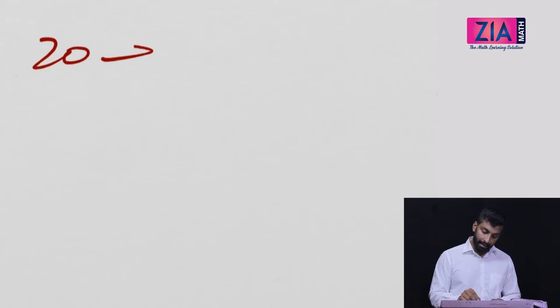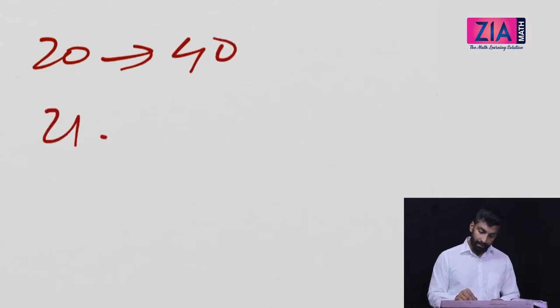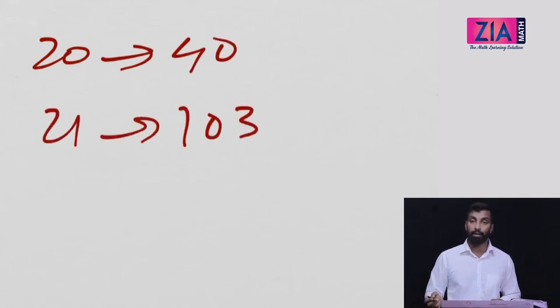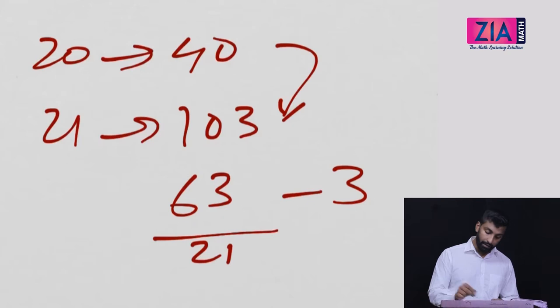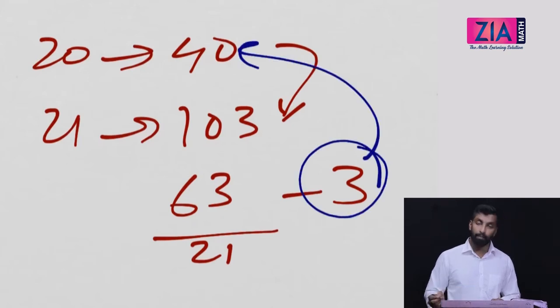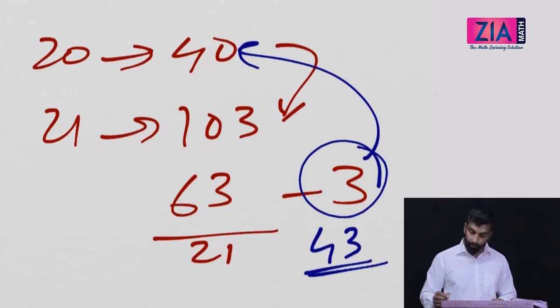So after 20 innings average is 40, again 21st innings you are scoring, let's say 103. What is the change you made? 63. What you need to do? Divide the 63 to 21. You get 3. So what is the effective change? 3 is the change you made from 40. The average will increase to 43.